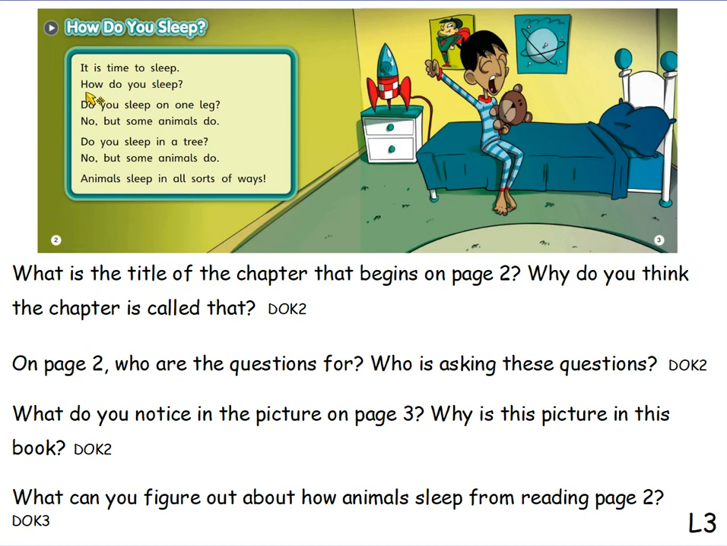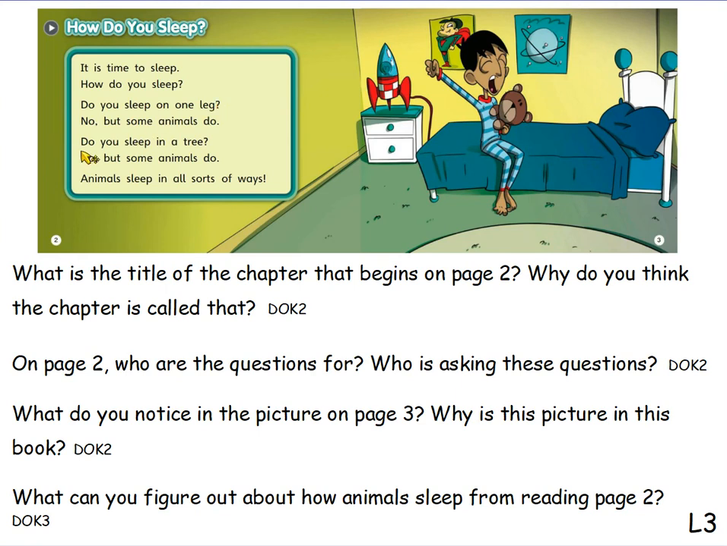The first one I see is, how do you sleep? And I know that's a question because there's a question mark at the end. Also, I see there's another question. Do you sleep on one leg? And I see there's a question mark at the end of the sentence. That tells me that I'm being asked a question.